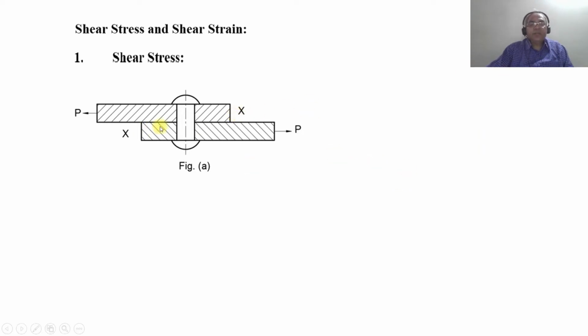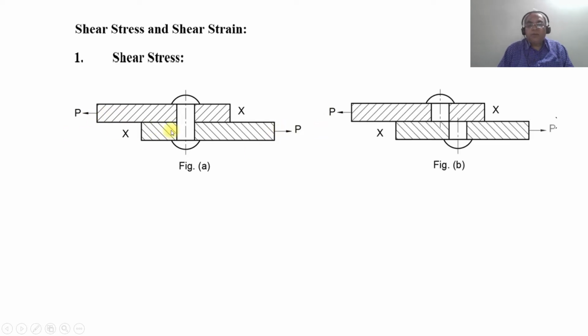When you are considering the section at this point, and when you apply two parallel, equal and opposite forces, which are acting on the two different plates, then what happens? Then there is going to be a shear on the pin, which is at this point. So it will shear off onto the left-hand side, as shown in figure B.